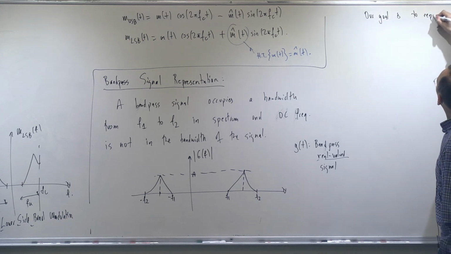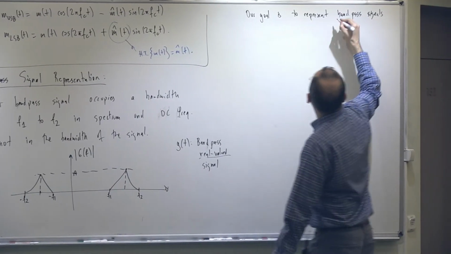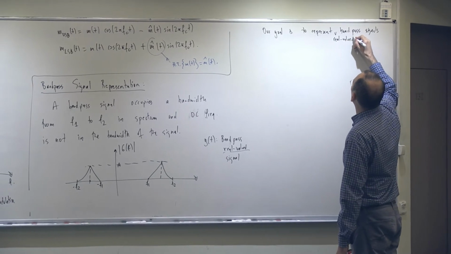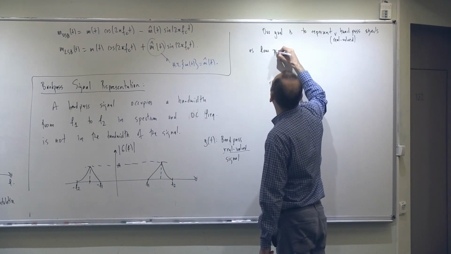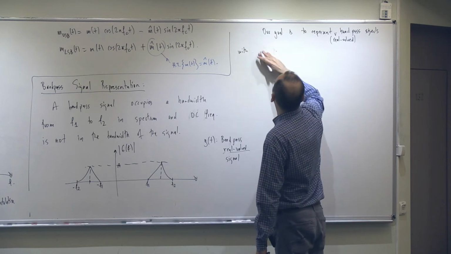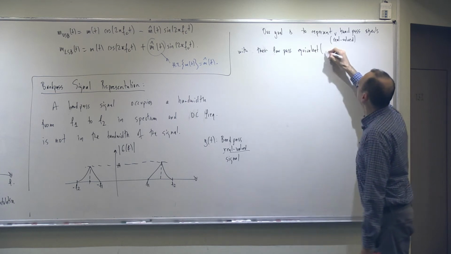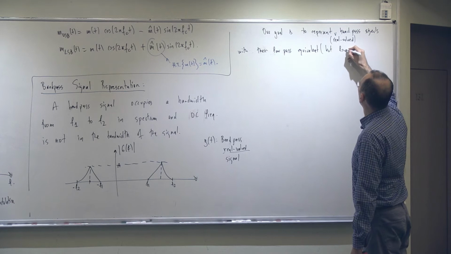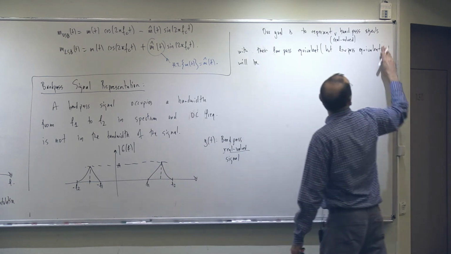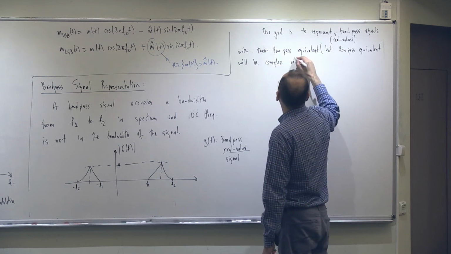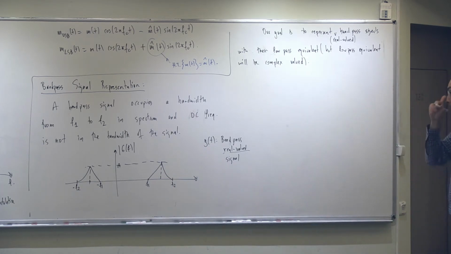So our goal is to represent bandpass signals, or let me write real valued, because it's something very practical, real valued bandpass signals as low pass signals, or signals with their low pass equivalent. But the low pass equivalent will be complex valued. Okay. I had this. So let me see, what do I mean by that?